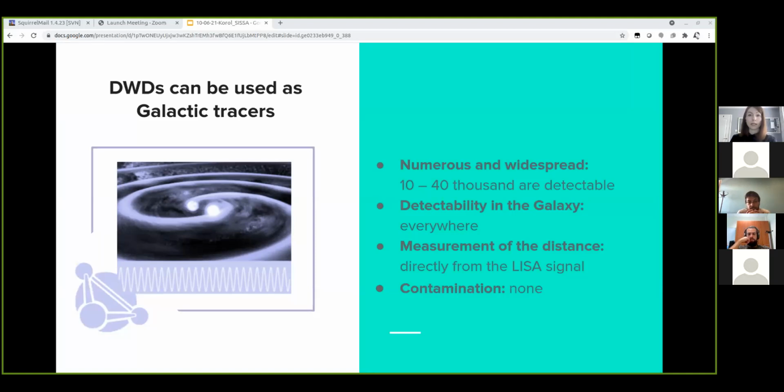And compared to electromagnetic tracers, such as main sequence turn-off stars or giant stars, the LISA sample will not be affected by contamination, in the sense that any other gravitational wave source that LISA will detect in our galaxy can work exactly in the same way as double white dwarfs. And now, to understand how we can use them as galactic tracers, I need to assemble a synthetic population. And for that, I need four ingredients.